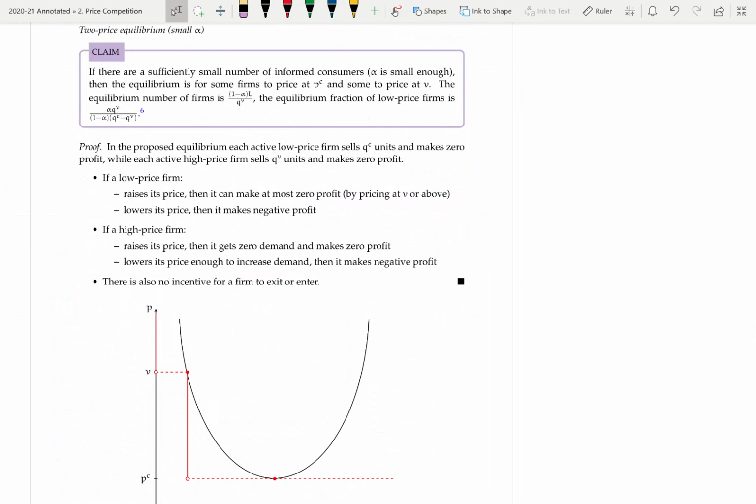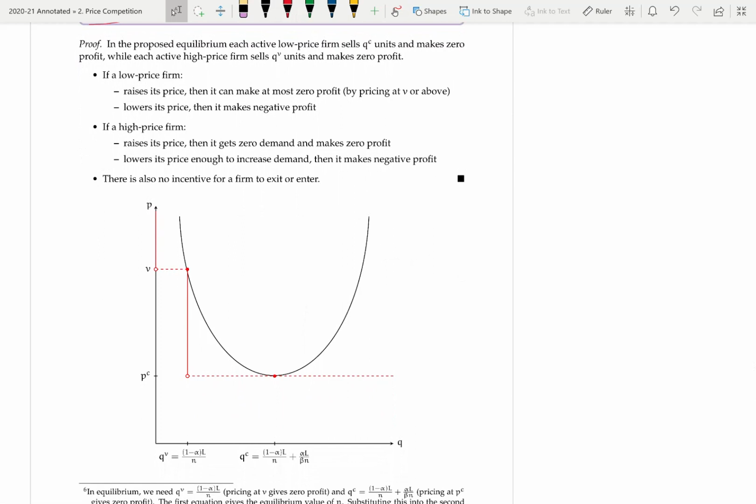Finally, we're going to look at the case that is most interesting. We'll look at the case where there is price dispersion. So we'll show that if alpha is small enough, there's a two-price equilibrium. So when there are enough informed consumers, then it is an equilibrium for some firms to price at the competitive level and some firms to price at the monopoly level. The equilibrium number of firms will be this quantity here, and the equilibrium fraction of low price firms will be this quantity here. You can see where those numbers come from in the footnote and also in the reading, but they're not that important for what we're doing. You don't need to know how to get them or remember them.